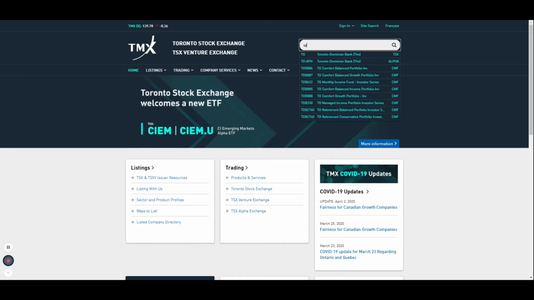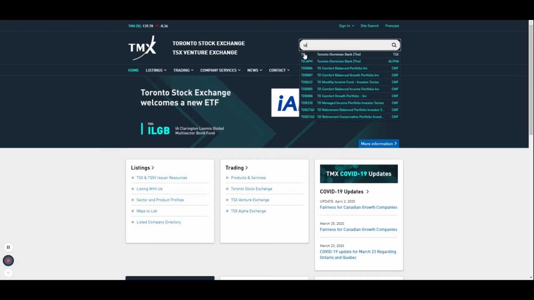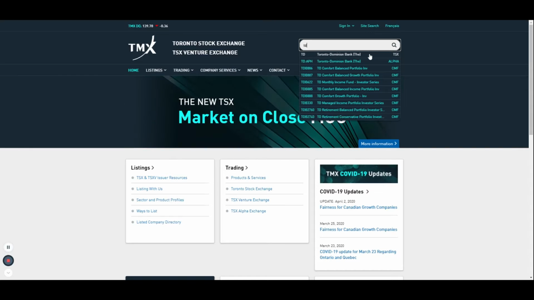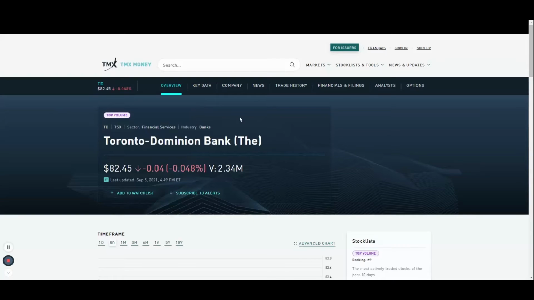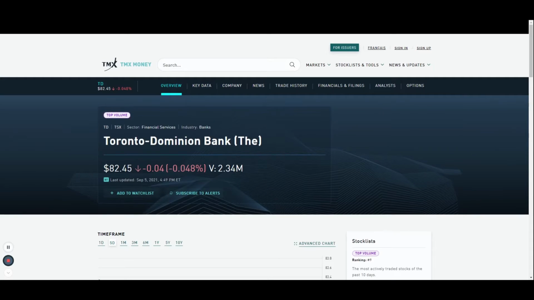But since we are on the Toronto Stock Exchange already, as you can see, all you have to type in is TD and you get Toronto Dominion Bank on the Toronto Stock Exchange, which is the Canadian version of the stock. All right, so now that we looked up TD, I'll show you what everything means. So this is how we found the stock.